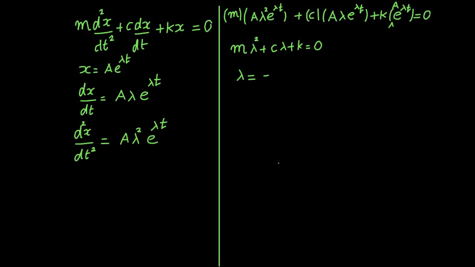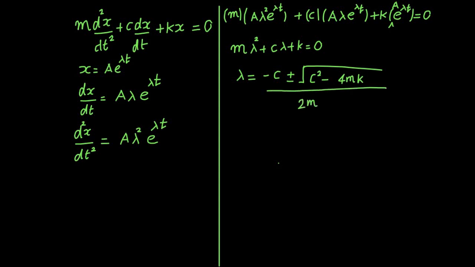It is minus b, here c is in place of b, plus or minus root of b square, which is c square, minus 4ac, which is 4 into m into k, whole divided by 2a, which is 2m.